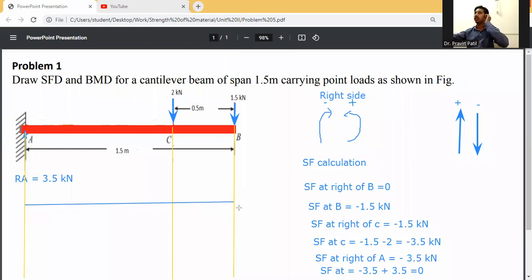So first of all, SF at right of B is 0, so it will start from zero. So this B point is here. Here it is the B point.